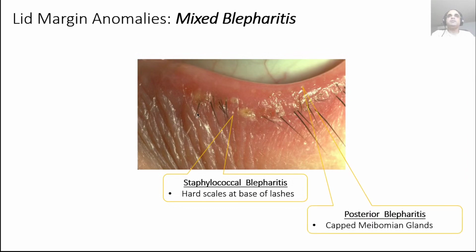This is again mixed blepharitis. You can see again hard scale at the base of lashes together with these capped meibomian glands. And this picture is the same picture that we saw when we were talking about anterior blepharitis. Those amongst you who saw these gaps, good for you.